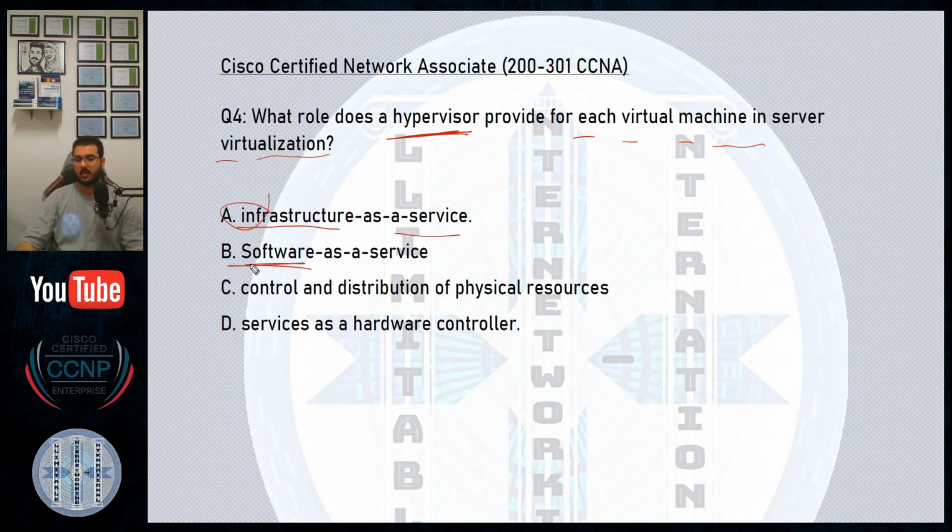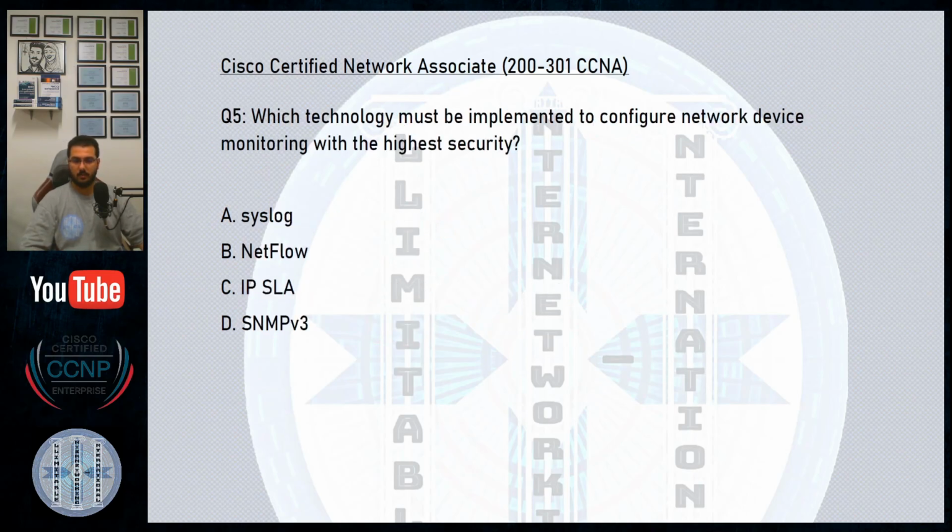It's software that we can use as a service, but it can also control and distribute physical resources, yes, it can do that, and services as a hardware controller, it can also control hardware. So what role does a hypervisor provide? The main role that we studied in chapter 1 definitely was C. So C is the most correct answer to be chosen for question number 4. We have only 20 questions today, so we have finished almost a quarter of them.